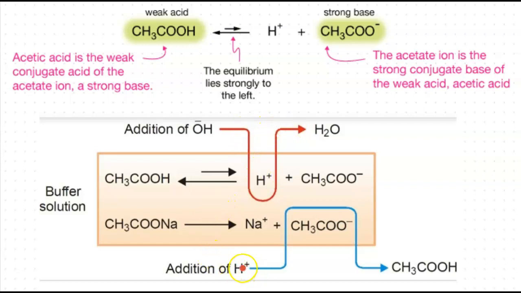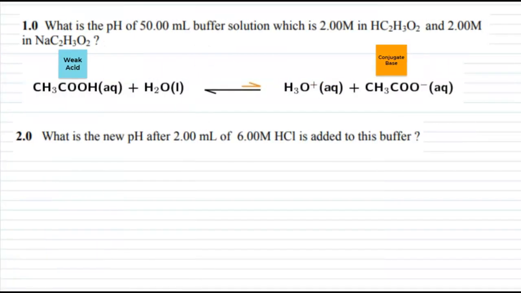If I add acid to my solution, it's going to react with the anion to produce more of the acetic acid. So you just have to stop, think, what do I add? What do I have? If I'm adding an acid, it reacts with the conjugate base. If I'm adding the base, it reacts with the acid. We're going to do some examples.